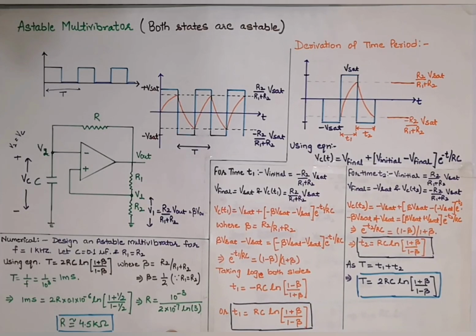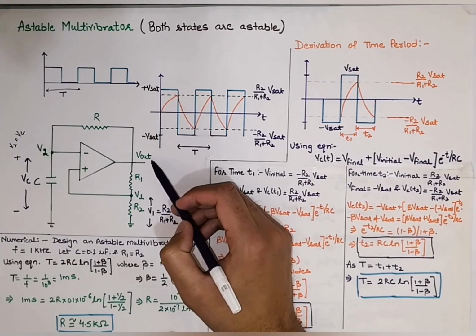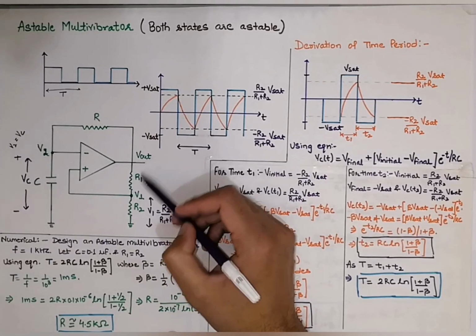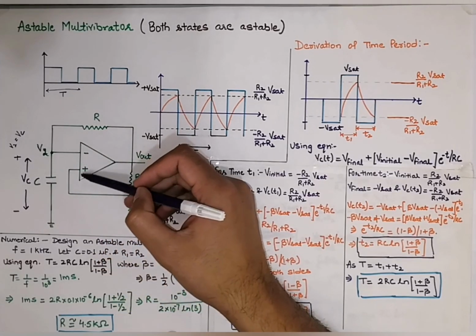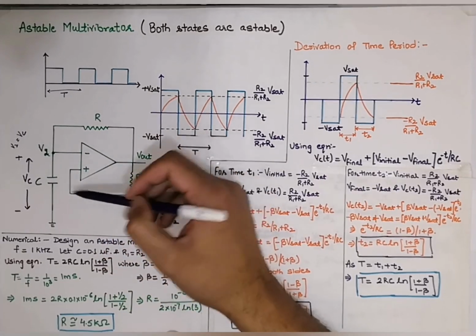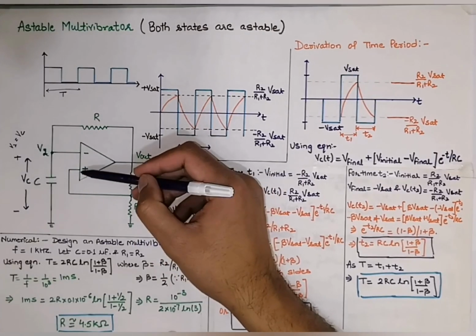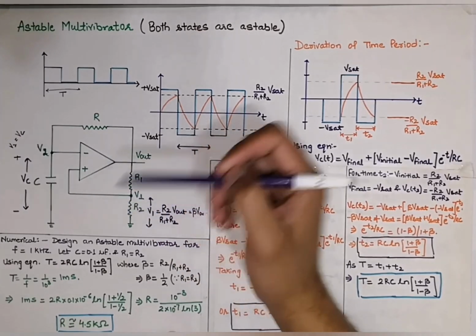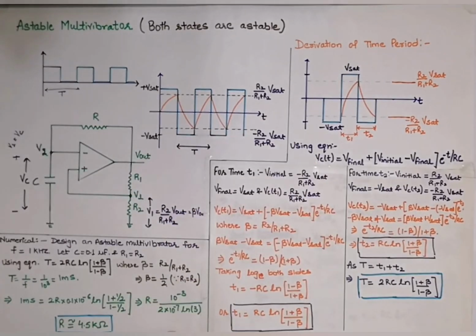For example, let us assume that our initial output voltage is at plus V saturation. We have to assume some voltage here, because on the basis of that we will get the value of V1, and we know that it is acting as a comparator. It will compare these two voltages V1 and V2. If V1, the voltage at the non-inverting terminal, is greater than the voltage at the inverting terminal, then our output will be plus V saturation, and in the other case it will be minus V saturation.